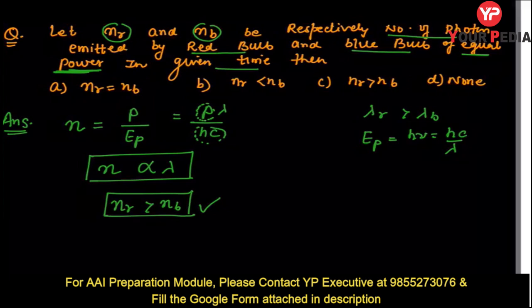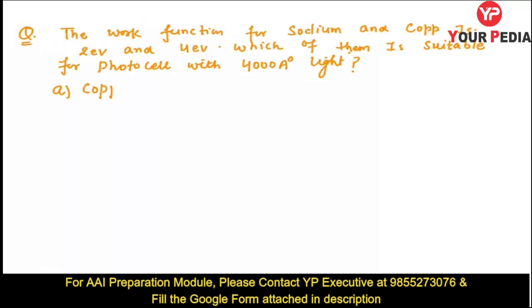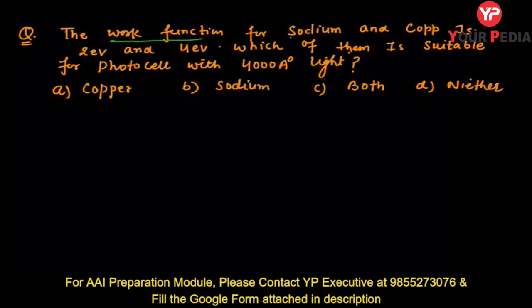Now see the next question. Next question, students: the work function for sodium and copper is 2 electron volt and 4 electron volt. Find which of them is suitable for a photocell with 4000 angstrom light. First of all, you must know what a photocell is. A photocell is a device which converts light energy into electrical energy.